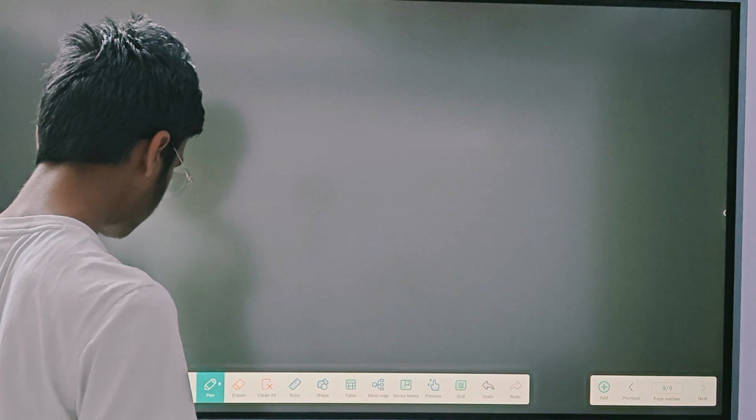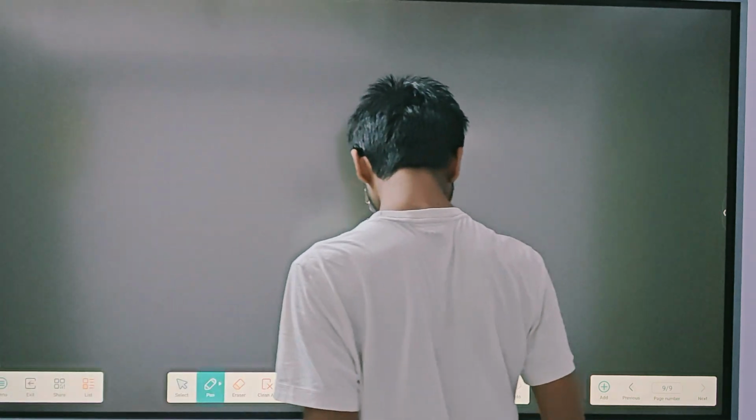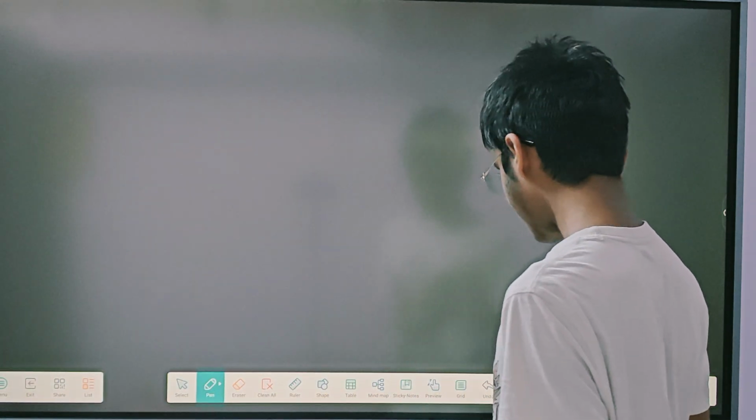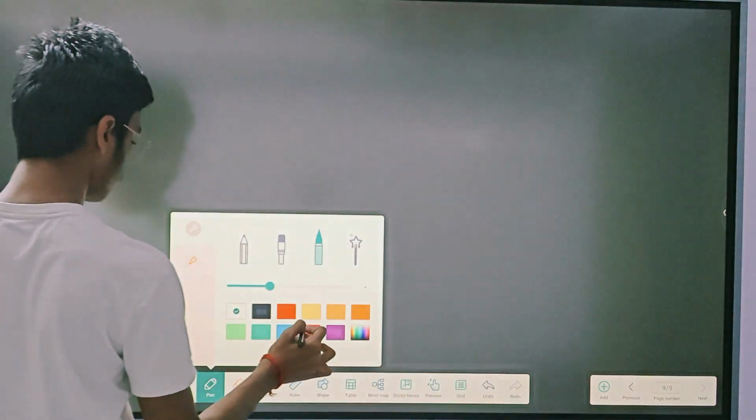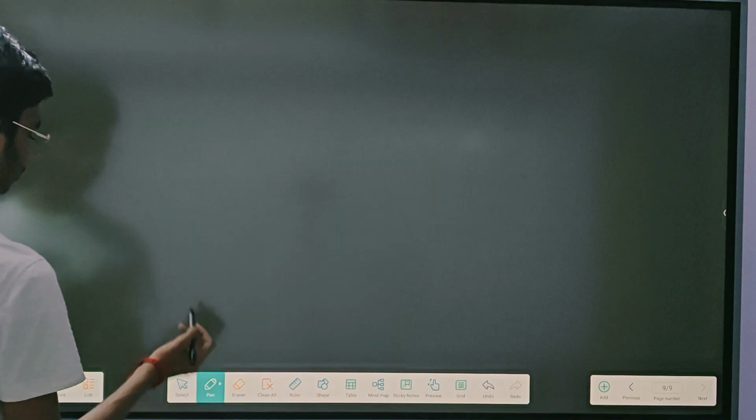Okay, so what is polarization? Polarization means arrangement, we can say. Polarization means arrangement.